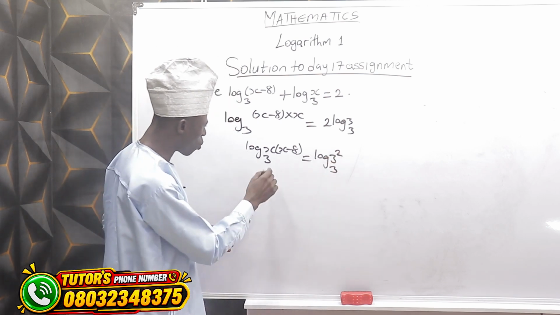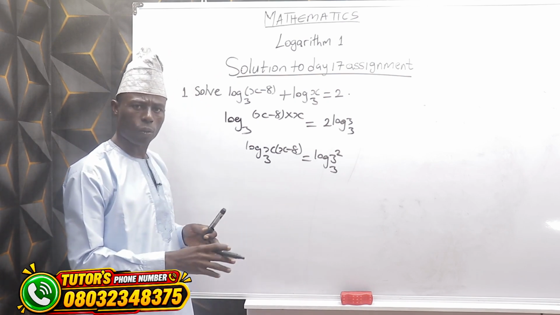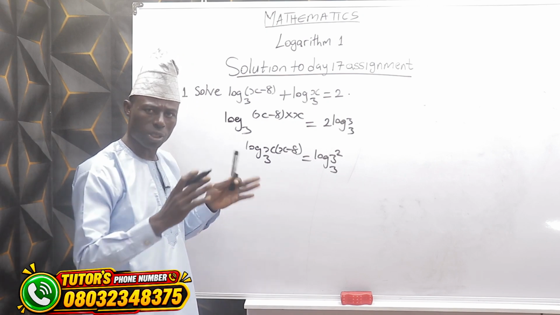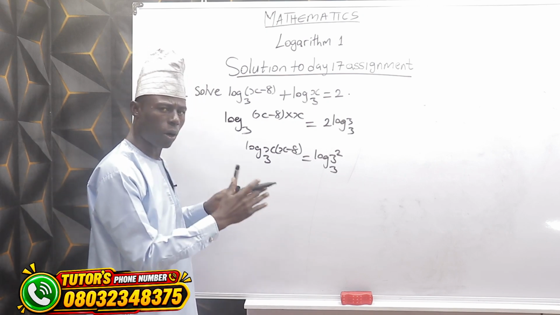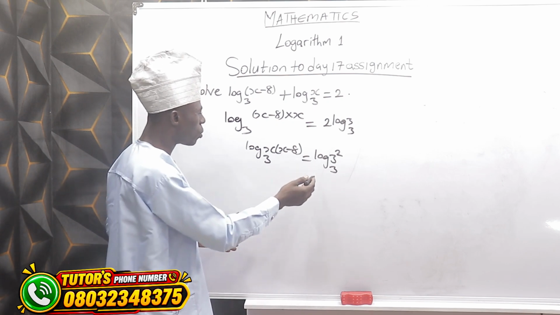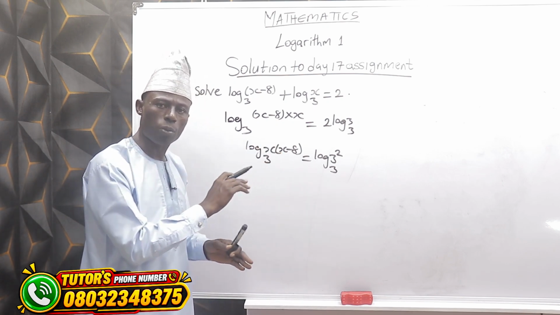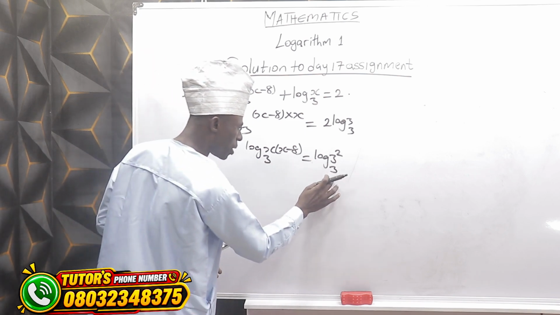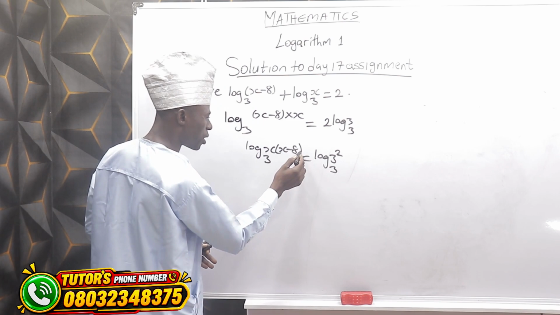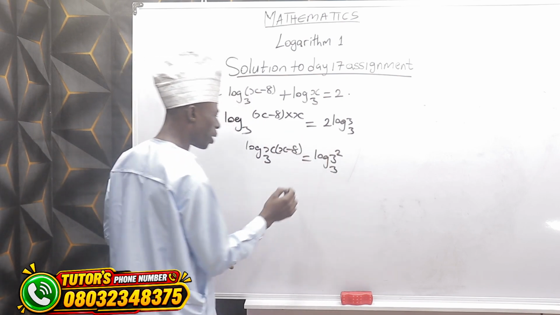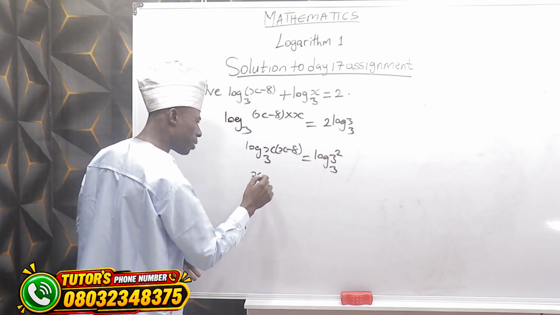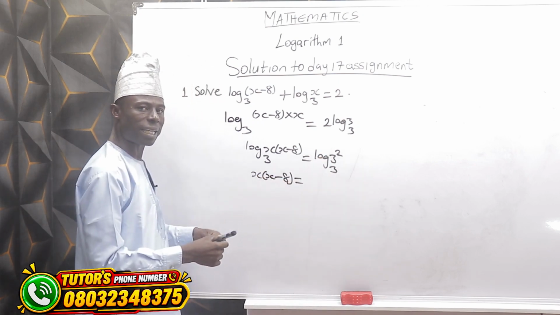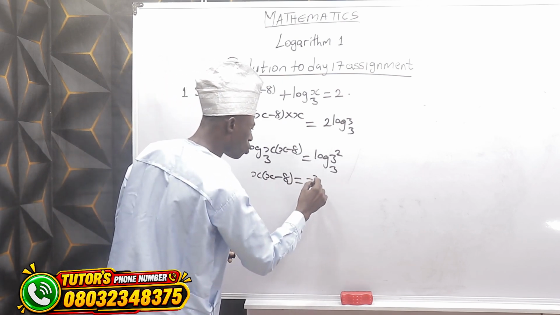Remember, once you have equal bases on different sides of a logarithmic equation that has only one term on each side, the numbers of the logarithms will be equal to each other as well. Since the base here is equal to the base here, automatically the number of the logarithm here is equal to the number of the logarithm here. The number here is x times (x minus 8), while the number there is 3 raised to power 2.